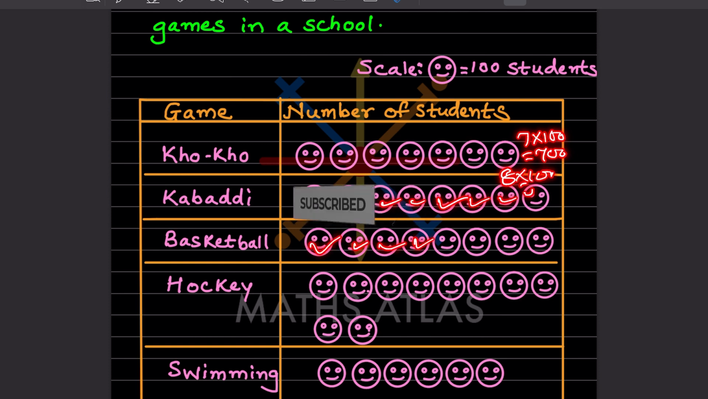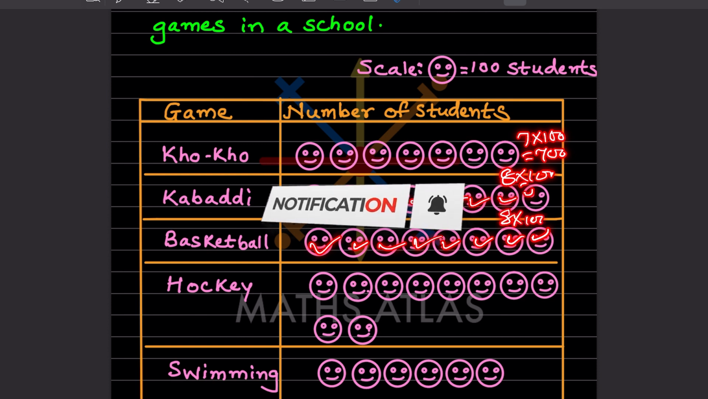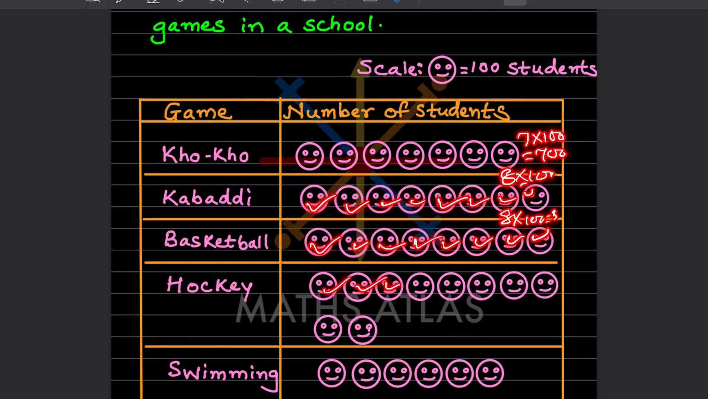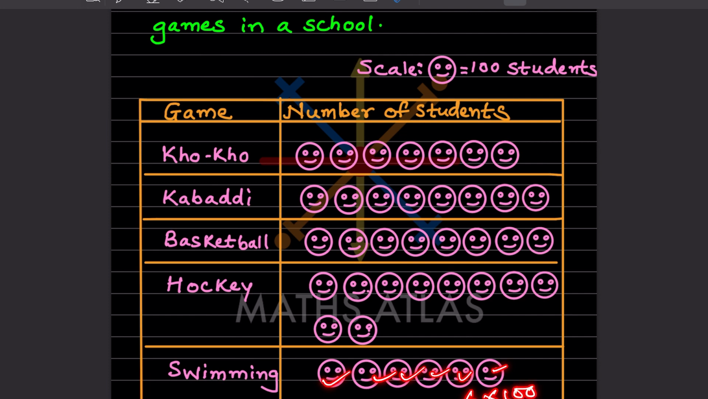1, 2, 3, 4, 5, 6, 7, 8. So 8 multiplied by 100, that is again going to be 800. 1, 2, 3, 4, 5, 6, 7, 8, 9, 10. So 10 multiplied by 100, and that is going to be 1000 students. And 1, 2, 3, 4, 5, 6, that is going to be 6 multiplied by 100. That is going to be 600 students. Hope you got this one.